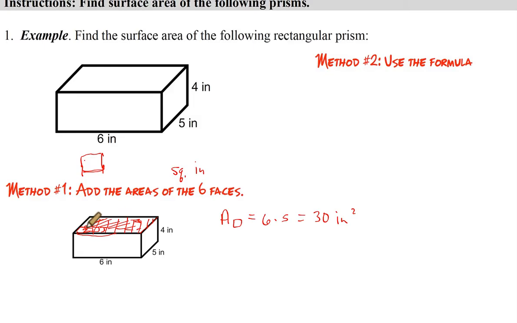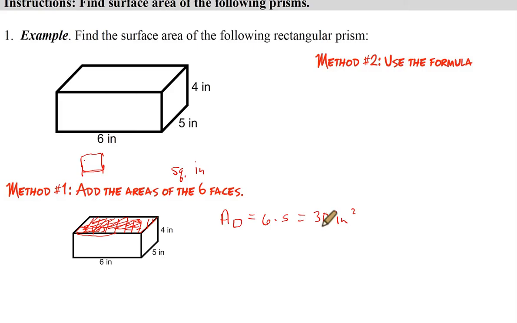Now, I've already done part of this problem. I've calculated the area of this rectangle on the top. Now, we know there's a rectangle on the bottom. That rectangle on the bottom is congruent to the rectangle on the top. They would be the same. If these were bricks and I took the top of one brick and put it on the bottom of another, or vice versa, they would match up completely.